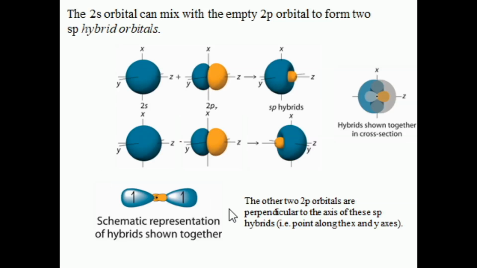And the other two p orbitals are actually going to be perpendicular to this, one going up and down in the plane and one coming out perpendicularly to the plane.